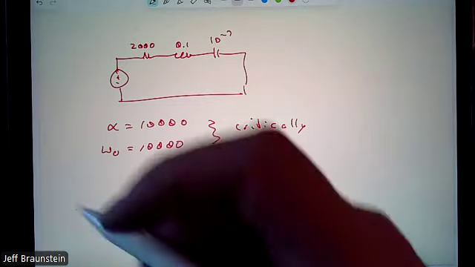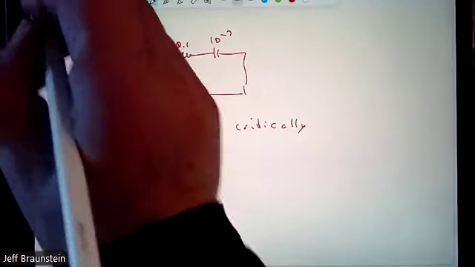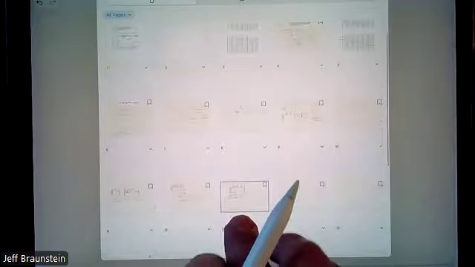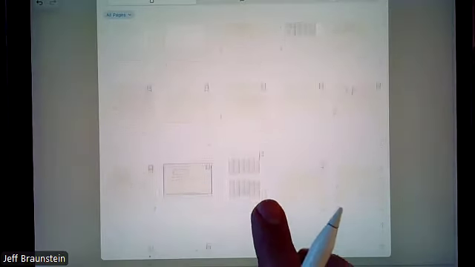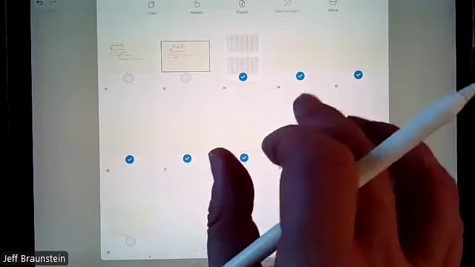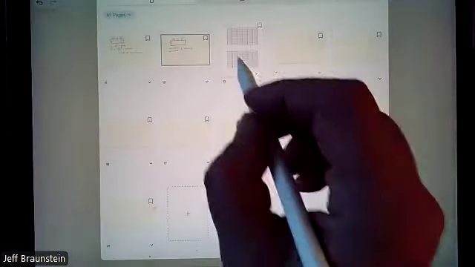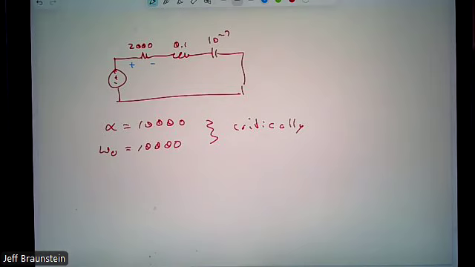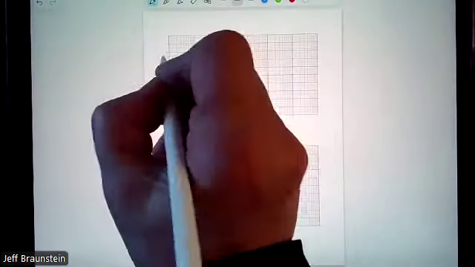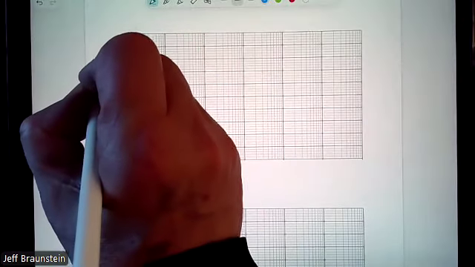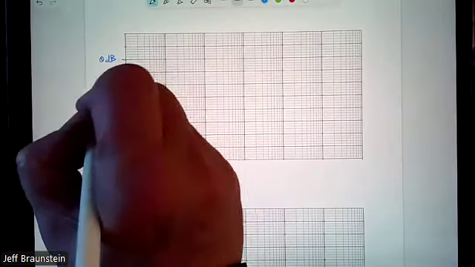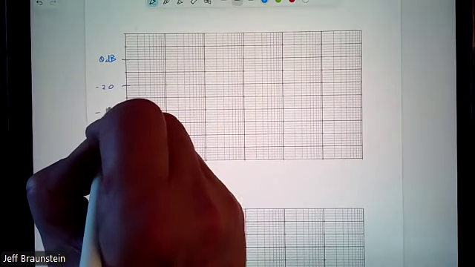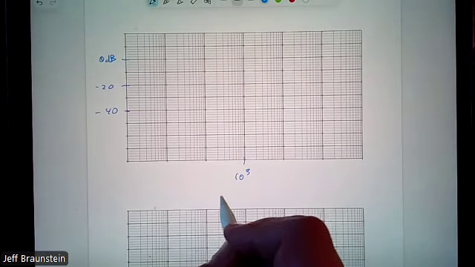Question becomes, and I inadvertently gave you this as a homework problem, and many of you plotted something that was reasonable. How do we plot that? So it's still a bandpass filter. Our output is across our resistor. So bandpass characteristics, critically damped. We have no passband to speak of. If we go through the math, there's 0 dB, there's minus 20, there's minus 40, here's 10 to the 3, a double pole.